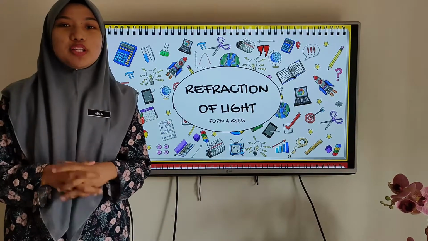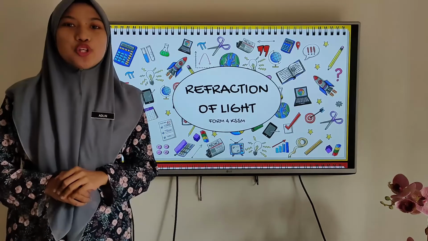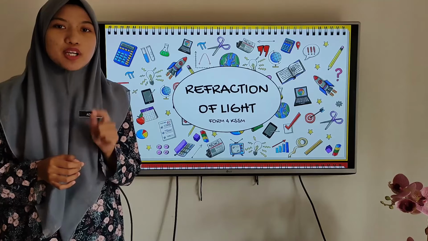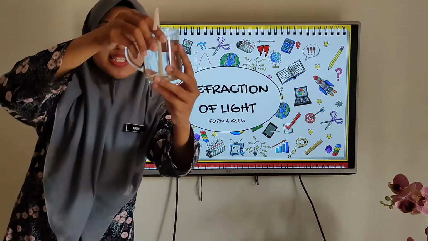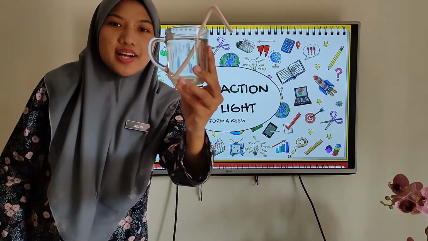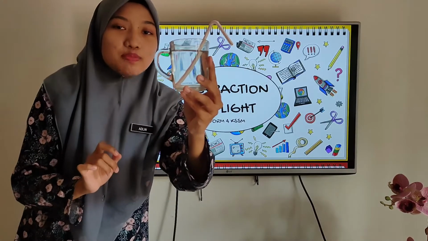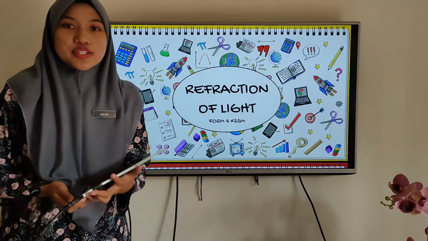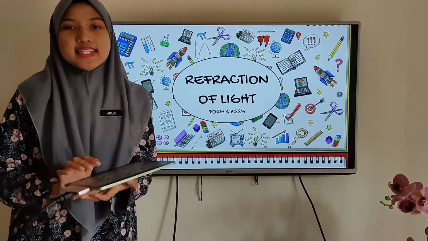So, today we will learn about the refraction of light. Before that, I want to show you one phenomenon that happened because of refraction of light. Can you see this? The straw in the water. Right. The straw in the water is not in a straight line. It is because of the phenomenon of refraction of light. So, our lesson today is refraction of light, Form 4 KSSM.